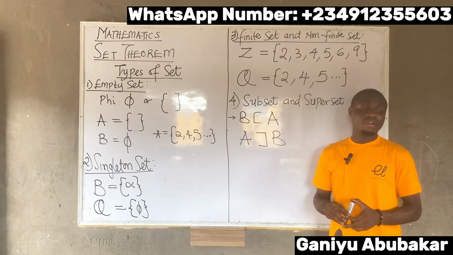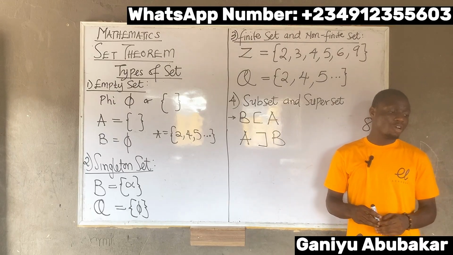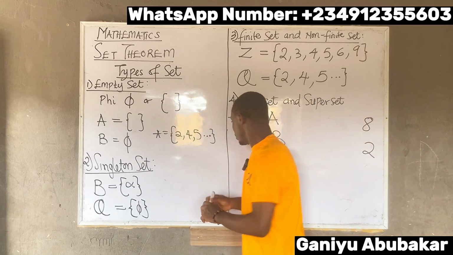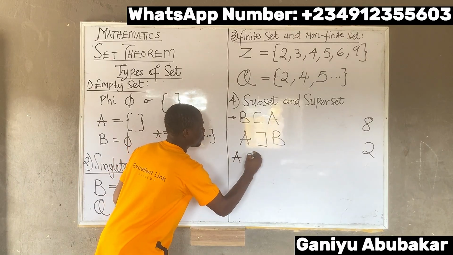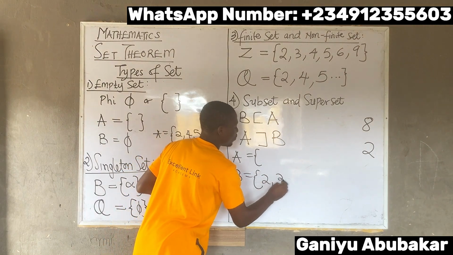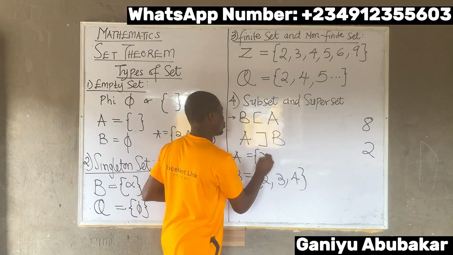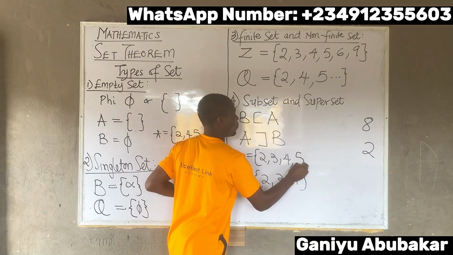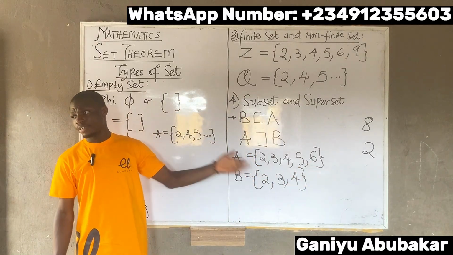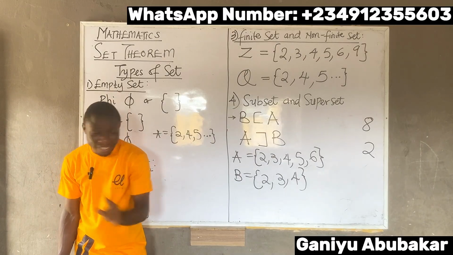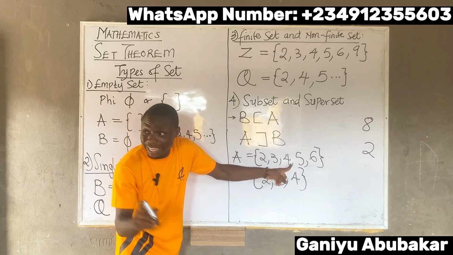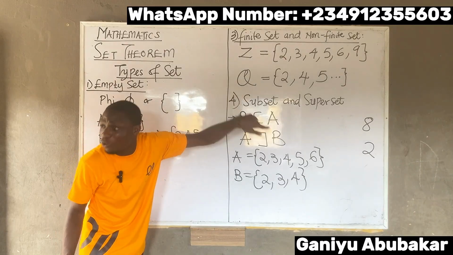So let's explain this example. Given a set A and a set B, let's say B is 2, 3, 4, for instance, and A is 2, 3, 4, 5, 6. Given a set A and B, such that all the elements in B, 2, 3, 4, can be found in A, it automatically means B is the subset of A.